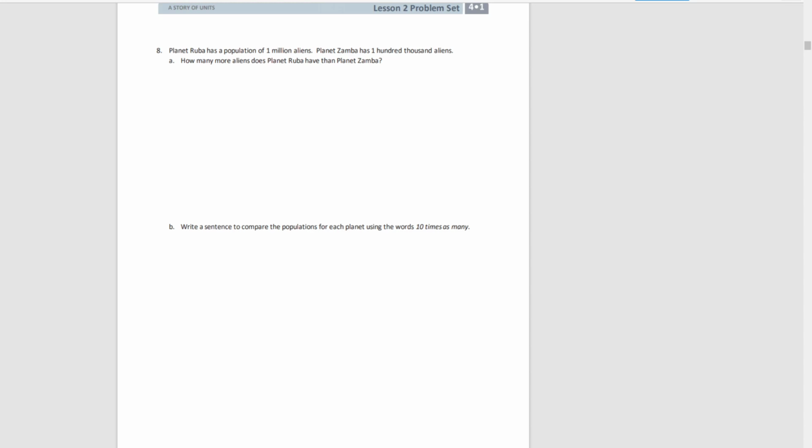Okay, we know that on our place value chart, 1 million is equal to 10 times 100,000. These are equivalent. When we have 100,000, 10 times we have 1 million. So we're looking at 1 million being 10 times 100,000. So how many more does planet Ruba have than planet Zamba?